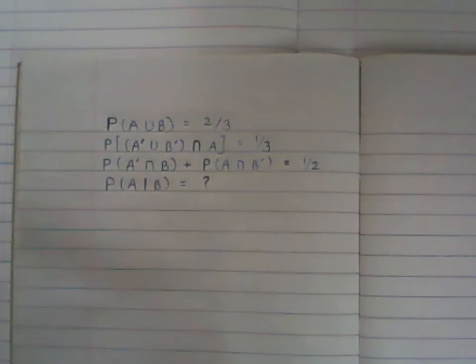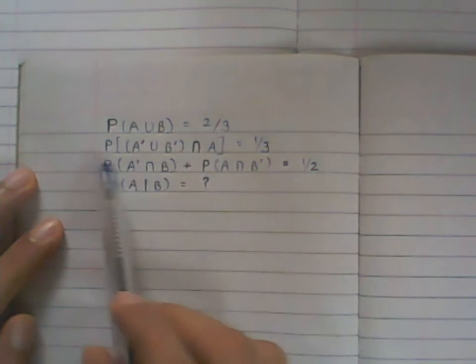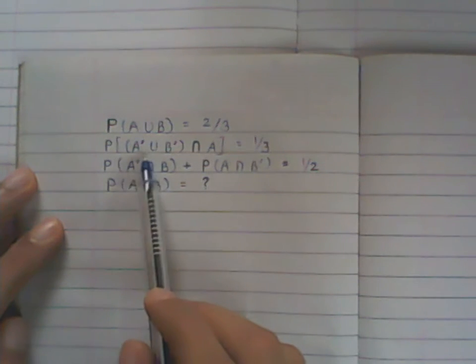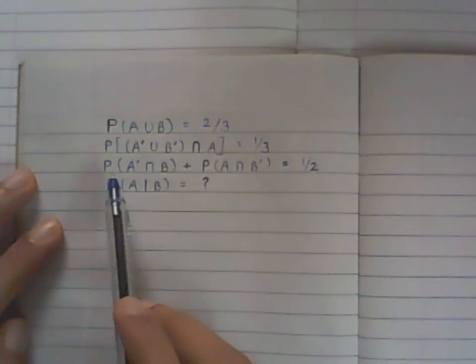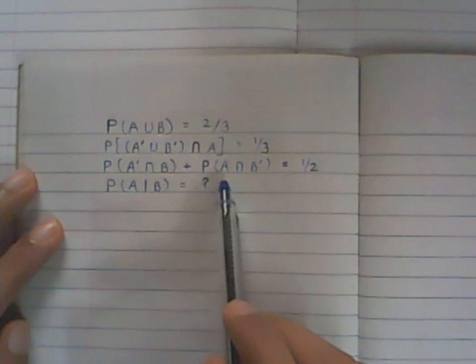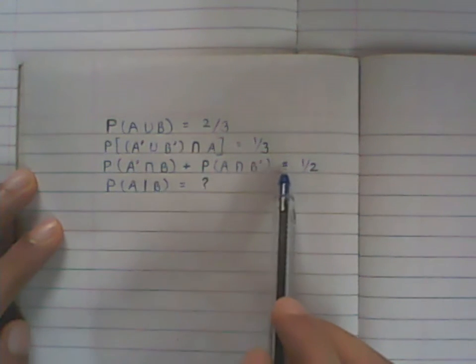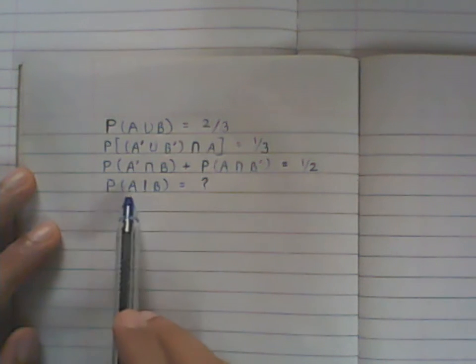You have a probability question saying the probability of A union B is 2 by 3. The probability of (A complement union B complement) intersection A is 1 by 3. The probability of A complement intersection B plus the probability of A intersection B complement is 1 by 2, half. And we are supposed to find the probability of A given B.